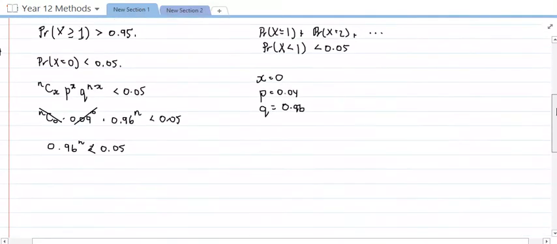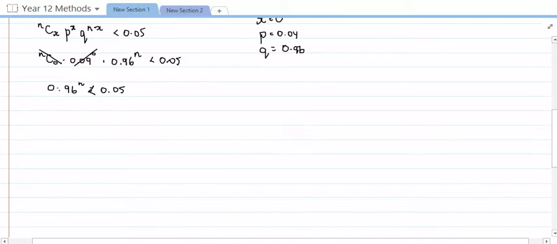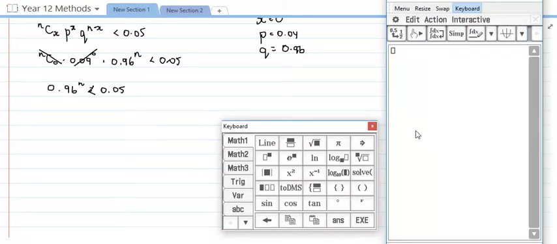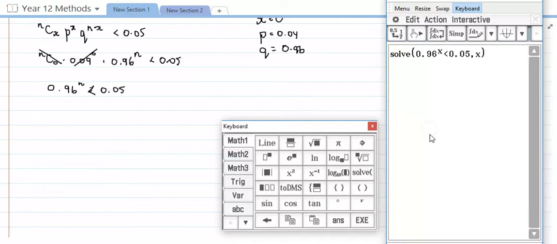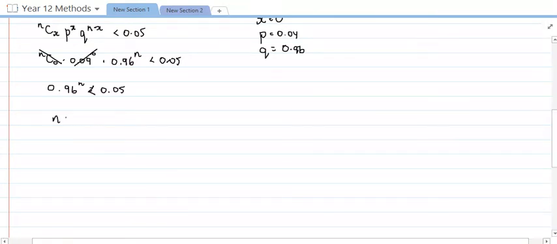And there's just a little bit further to go with this, so we could take log of both sides. To be honest, I wouldn't waste my time though, because I would just chuck this into the calculator. So that's what I'm going to do. 0.96 to the power of x is less than 0.05. And I'm just going to highlight that, go to interactive equation inequality and solve. So you can see here that x is greater than 73.38. So I'll just write n is greater than 73.38.